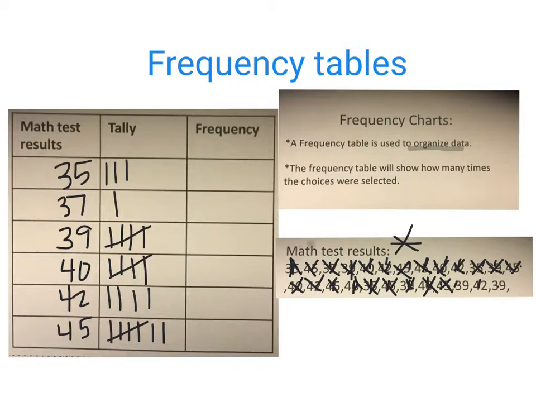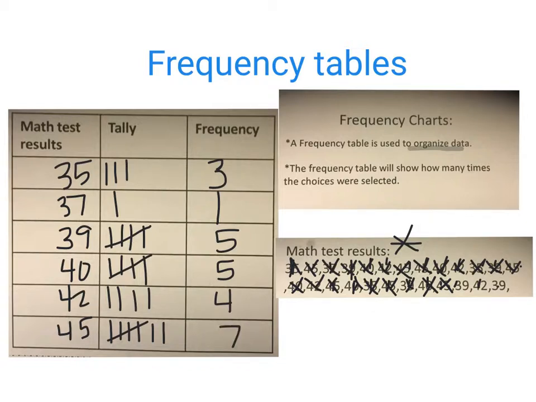So for 35, I see 3 tallies, so that would mean a frequency of 3. 37, I have 1 of them. 39, I have 5. 40, I have 5. 42, I have 4. And 45, I have 7.